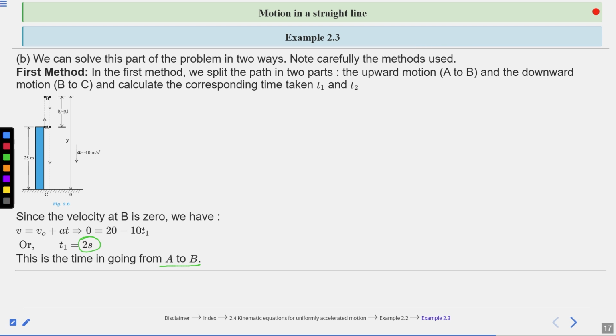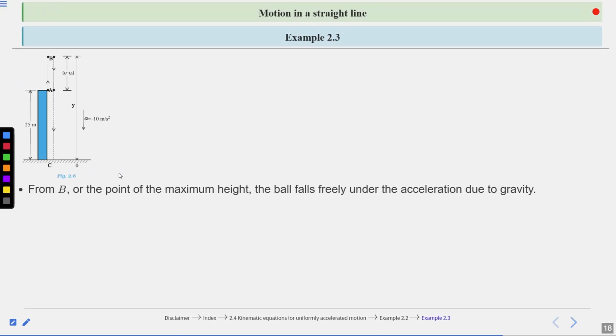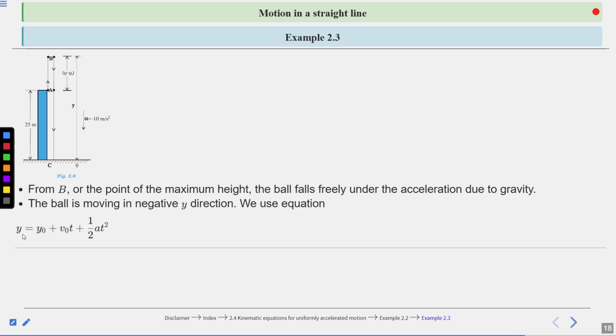Second, we will calculate for the downward motion, B to C. From B, the point of maximum height, the ball falls freely under the acceleration due to gravity. So in that case, the ball is moving in the negative y direction. So we use the equation y is equal to y naught plus v naught t plus half a t square. This is an important equation. Now substitute all the given terms in this equation.